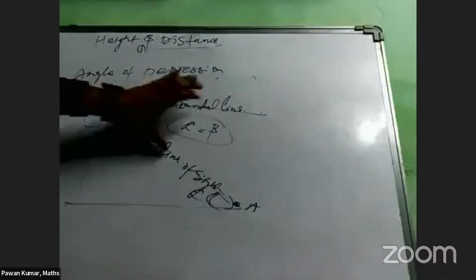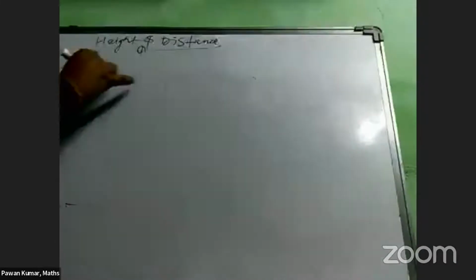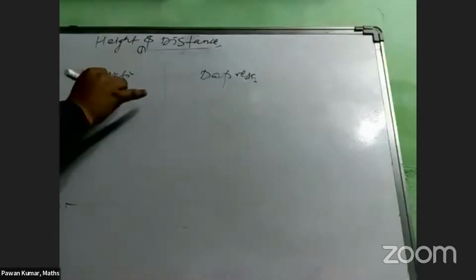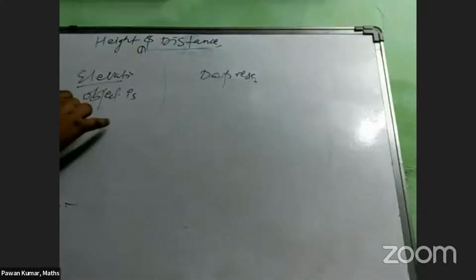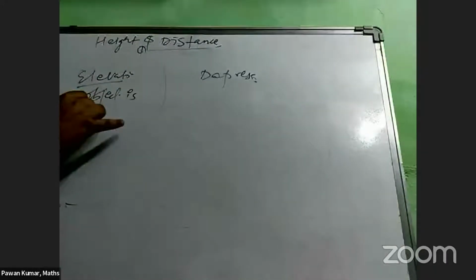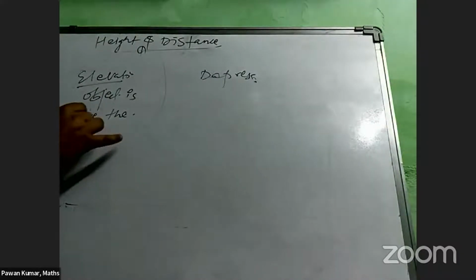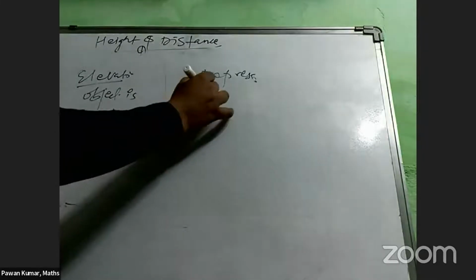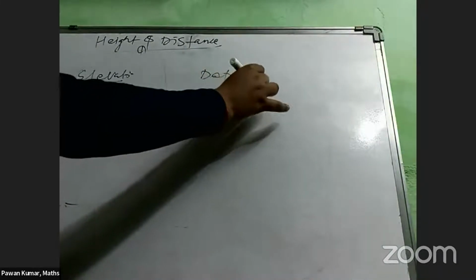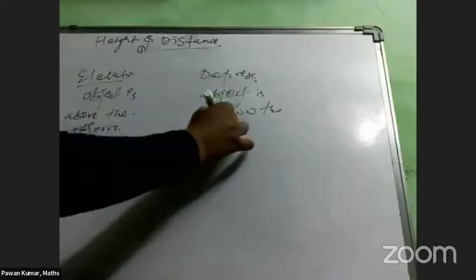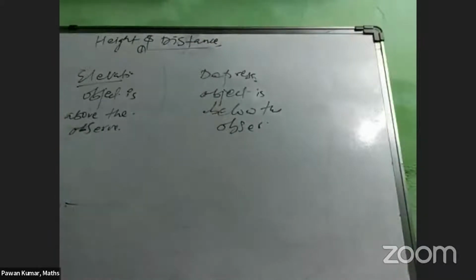So in the angle of elevation and angle of depression, here the object is above the observer, and here the object is below the observer. That is the difference between this one and this.